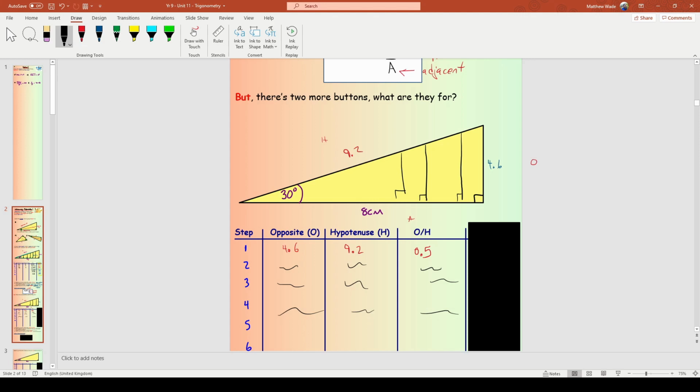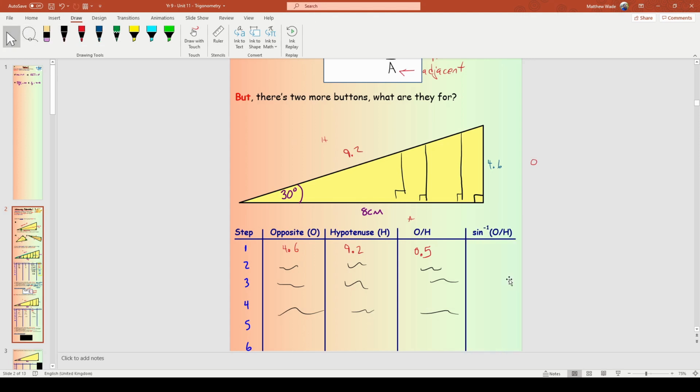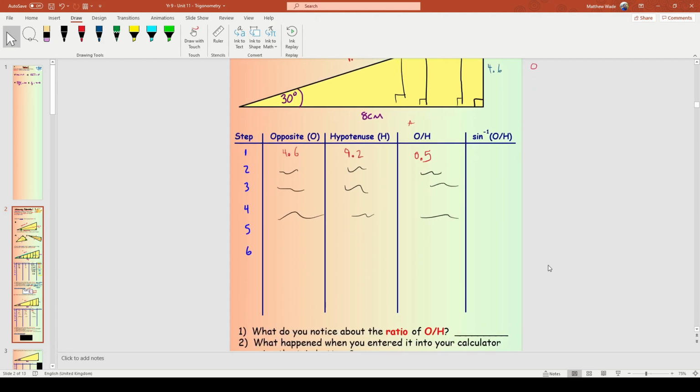Get me, my buddies? And then at the end, you're going to do the exact same thing as you did with tan, but this time with sine. So you're going to push the shift button, you're going to push the sine button, and then you're going to put this number in, and it's going to pop an angle out. Now, I'm not going to lie, the angle should still be 30, so it should be something like 30 degrees, okay? It should be nearly there, because we're just trying to show that it works.